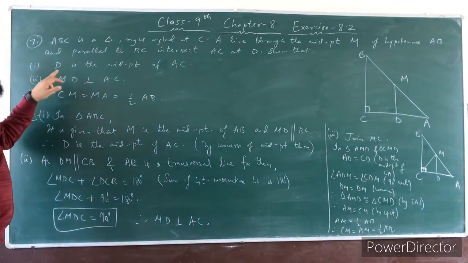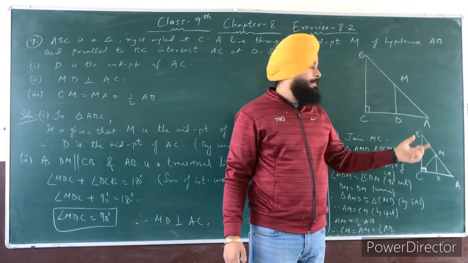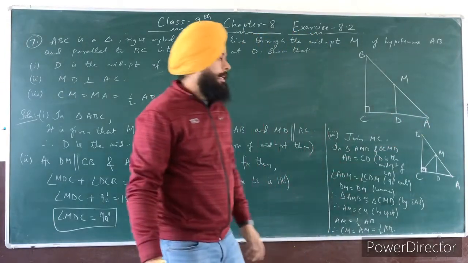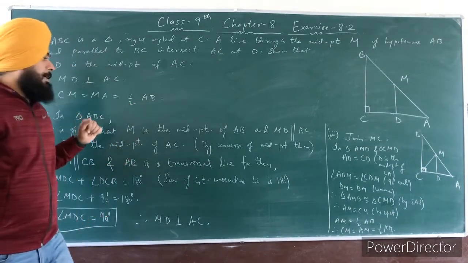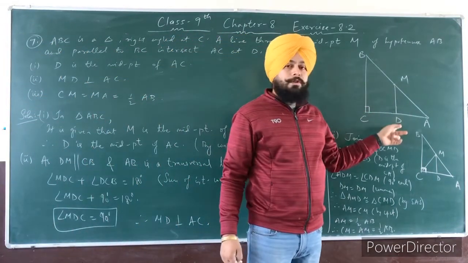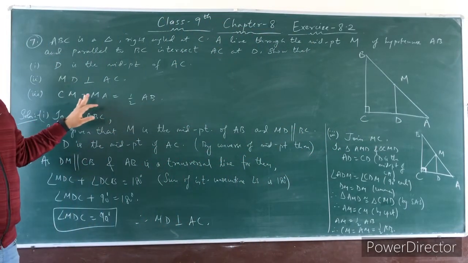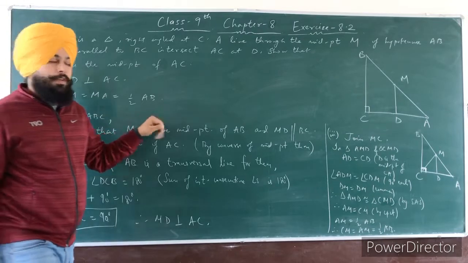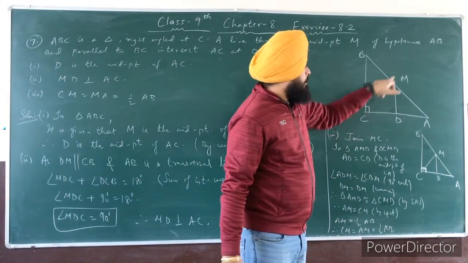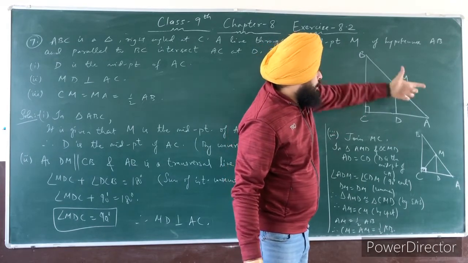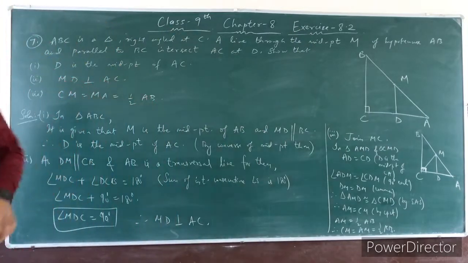So we have to show that D is the midpoint of AC. It means we have to prove AD is equal to CD. In the second part, we have to prove MD is perpendicular to AC. And in the third part, we have to prove that CM is equal to AM is equal to half of AB. For CM, we have to join CM. So let us prove step by step.